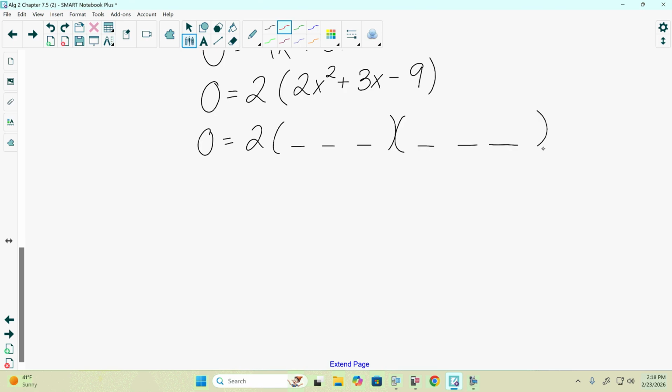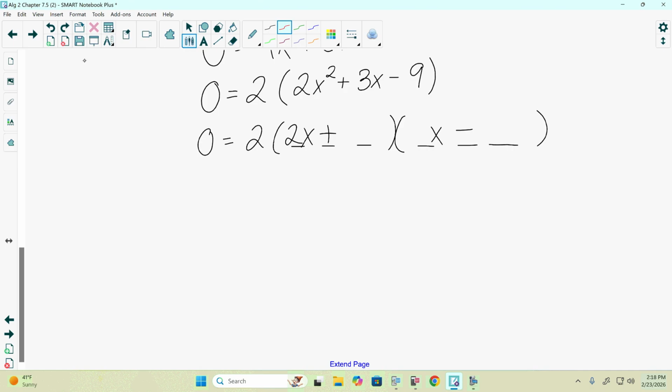Now we can move on to our 2 sets of parentheses with 3 spaces. Since the third term is negative, the signs are opposite. If the third term is positive, the signs are the same and match the sign of the middle term. Now we need to find the factors of the first and third terms. So our factors of 2x squared, our first term, well, the only factors of x squared are x and x. Our only factors of 2 are 2 and 1. We only have one choice. So we're going to put 2x and x.